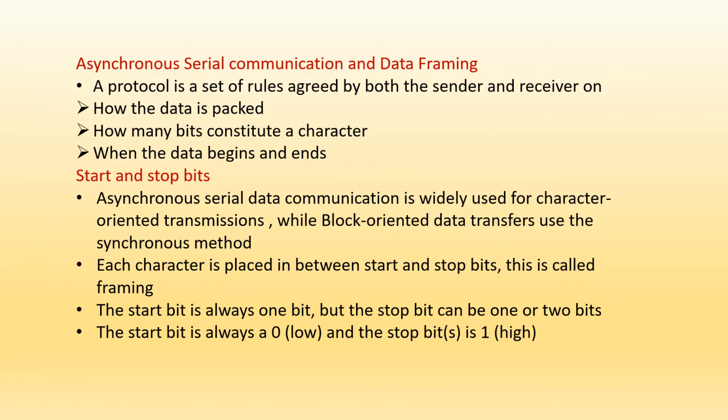Asynchronous serial communication means that the data is transmitted a single byte at a time or a character at a time. So it's a character oriented transmission. Since in serial communication, whatever data is received by the receiver consists of just zeros and ones, it is difficult to judge the data, and hence a set of rules must be agreed between the sender and the receiver. That is called a protocol.